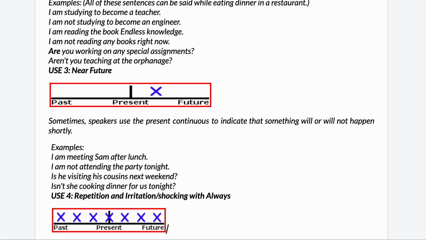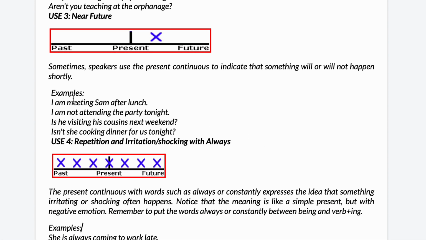So the examples are here. I'm going to give one example. You can read the rest. I am meeting Sam after lunch. It means right now it's, let's say, 9 o'clock in the morning, and I'm going to meet Sam for lunch, which could be 1 or 2 o'clock. So this is an action that will happen shortly after now. These examples are given here.